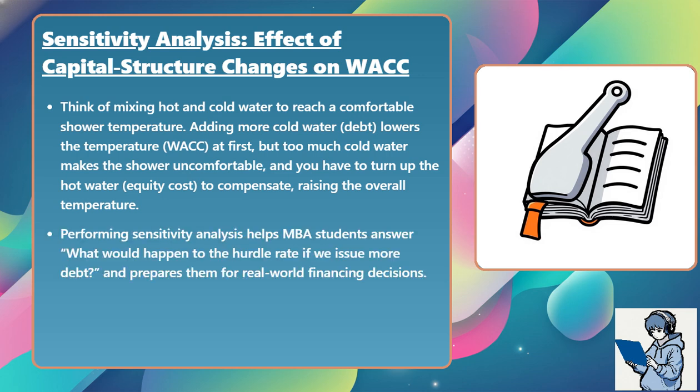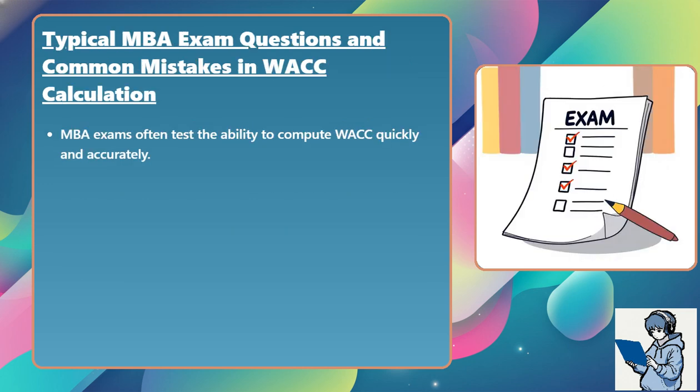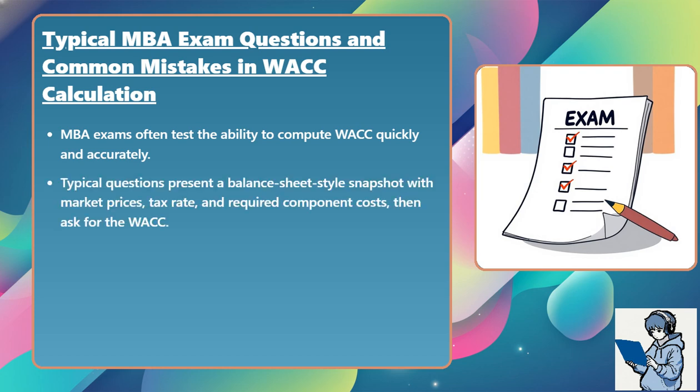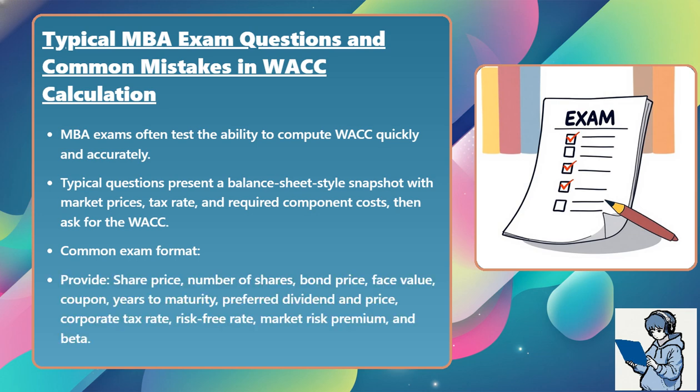Performing sensitivity analysis helps MBA students answer what would happen to the hurdle rate if we issue more debt, and prepares them for real-world financing decisions. MBA exams often test the ability to compute WACC quickly and accurately. Typical questions present a balance sheet style snapshot with market prices, tax rate, and required component costs. Then ask for the WACC. Common exam formats. Provide share price, number of shares, bond price, face value, coupon, years to maturity, preferred dividend and price, corporate tax rate, risk-free rate, market risk premium, and beta.